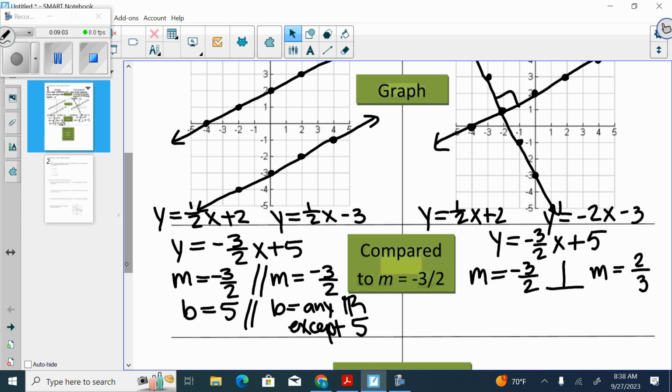All right, and currently over here, my B value is 5. For a line perpendicular to that, what could B be? Anything, no restrictions, right? So here I can say B could be any real number, no restriction this time.